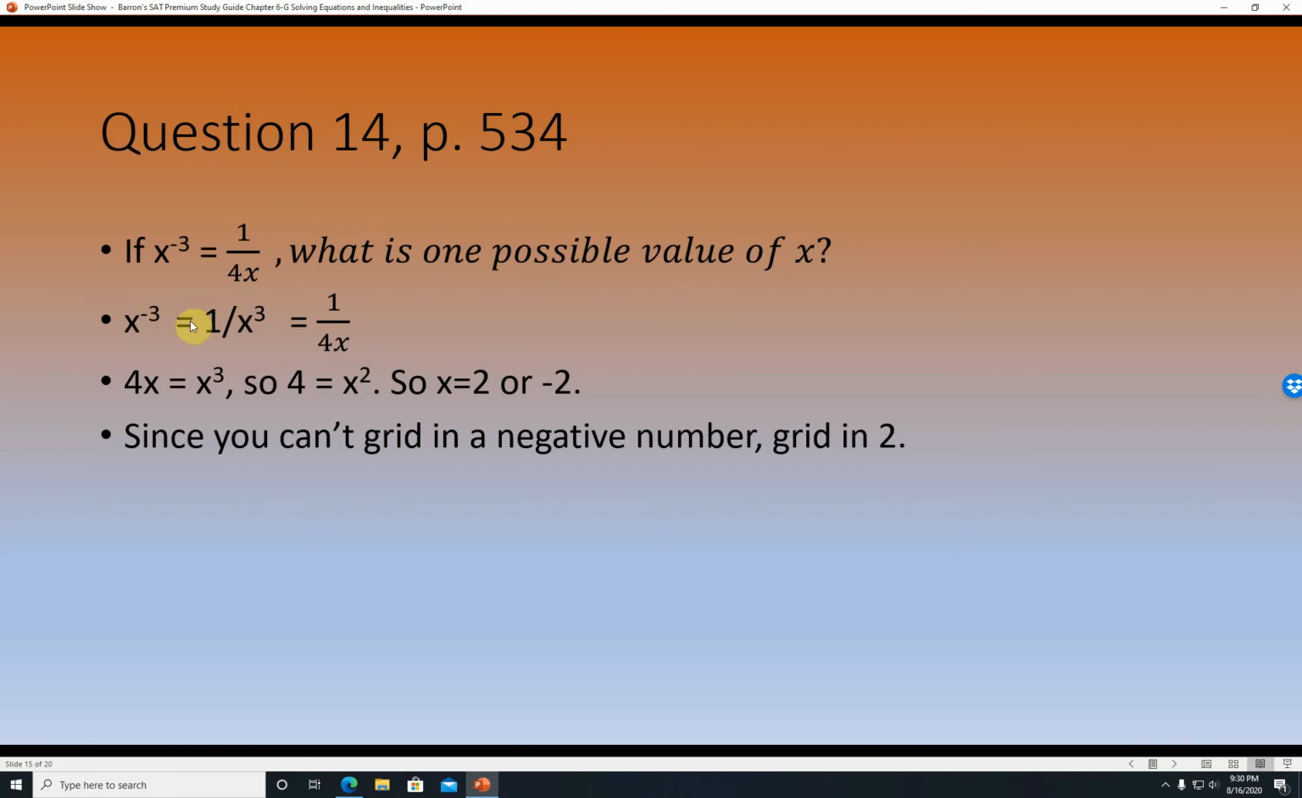X to the negative 3 is 1 over x cubed is equal to 1 over 4x. All right, so we can just flip both of these, make them the reciprocal, so we end up with x cubed is equal to 4x, or 4x is equal to x cubed. So then we can divide through by x, so we get 4 equals x squared, so x is equal to 2 or negative 2. Now this is a grid-in question in this book, so since you can't grid in a negative number, just grid in 2 and enjoy your life.